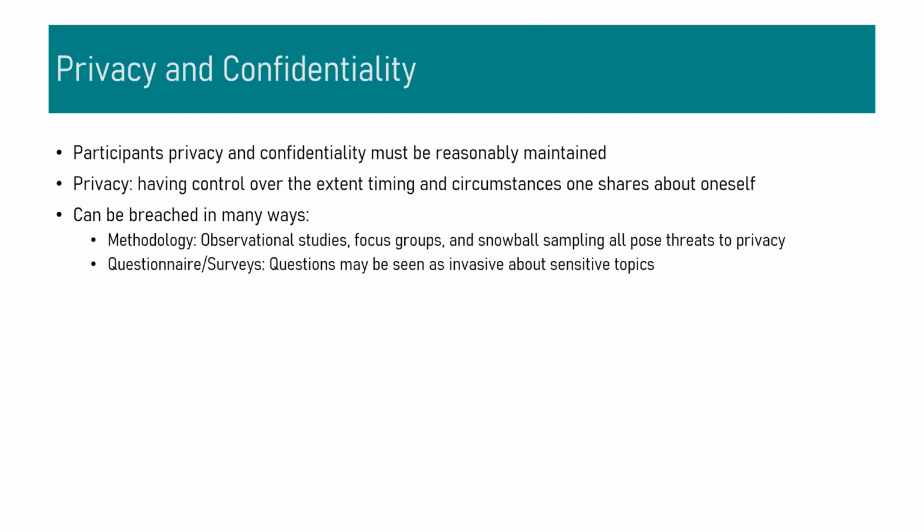So privacy, or having control over the extent, timing, and circumstances one shares about themselves, can be breached in many ways. The biggest way that privacy can be breached is through different research methods. This could be observational studies, focus groups, and snowball sampling, for example. Observational studies pose a threat to privacy if the information is gathered without the participants' knowledge or consent, while focus groups can't ensure privacy or confidentiality, since many participants are allowed to talk and discuss what happened after the study ends.